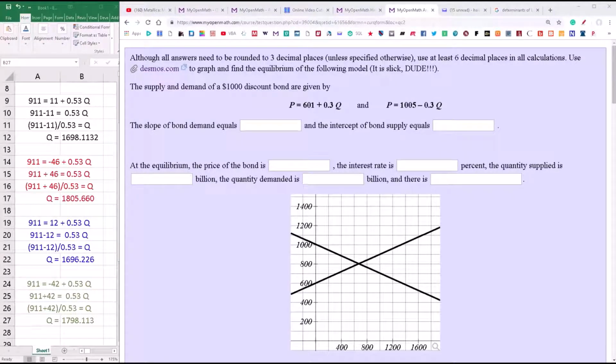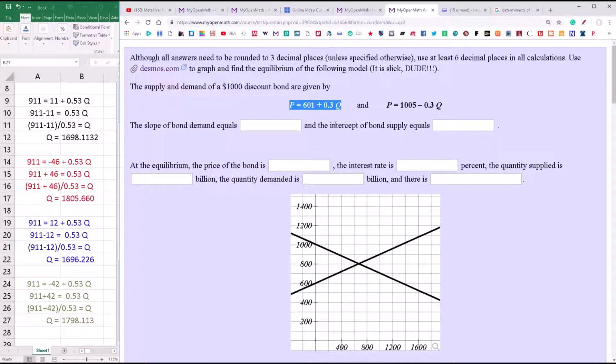In homework 3, question 3B, we're going to put the demand of bonds, which represents a negative relationship between the price of bonds and the quantity of bonds demanded, and then the supply of bonds, which represents a positive relationship between the price of bonds and the quantity of bonds supplied.